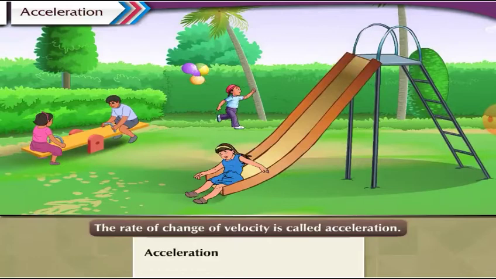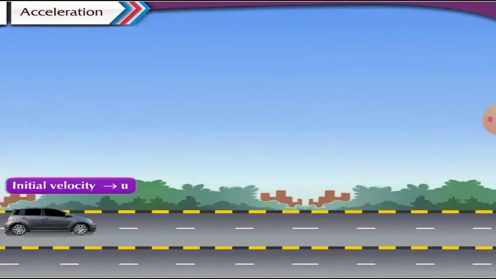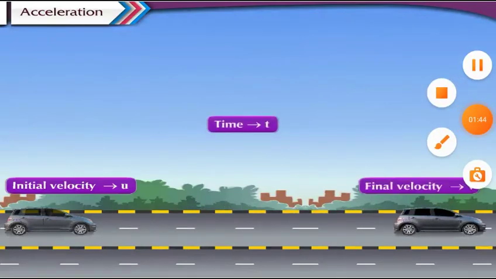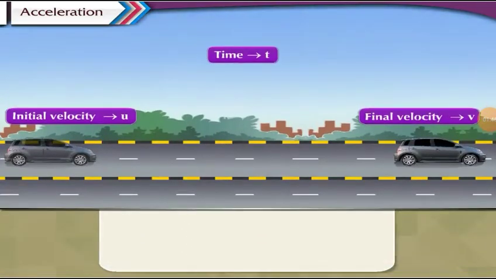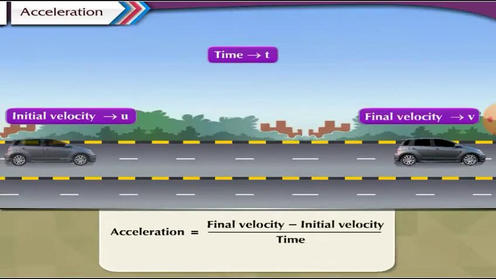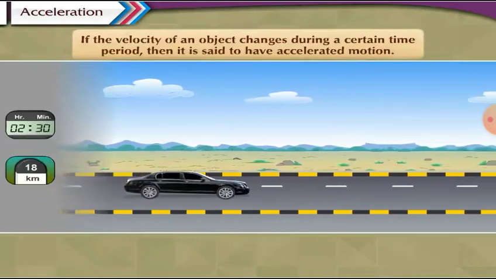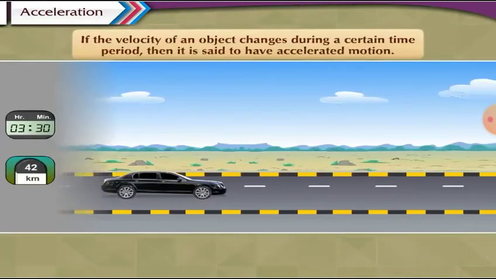Acceleration is equal to change in velocity upon time. If the initial velocity is u and in time t, it changes to final velocity v, then acceleration is equal to final velocity minus initial velocity upon time. Therefore, a is equal to (v minus u) upon t. If the velocity of an object changes during a certain time period, then it is said to have accelerated motion.